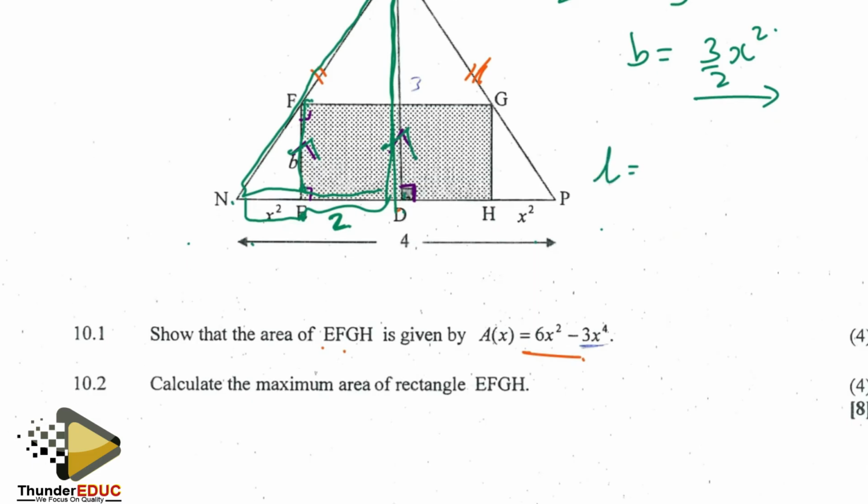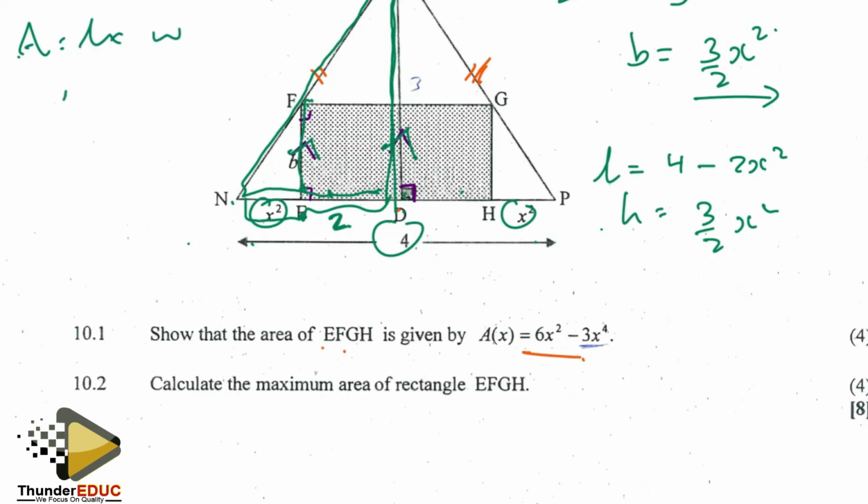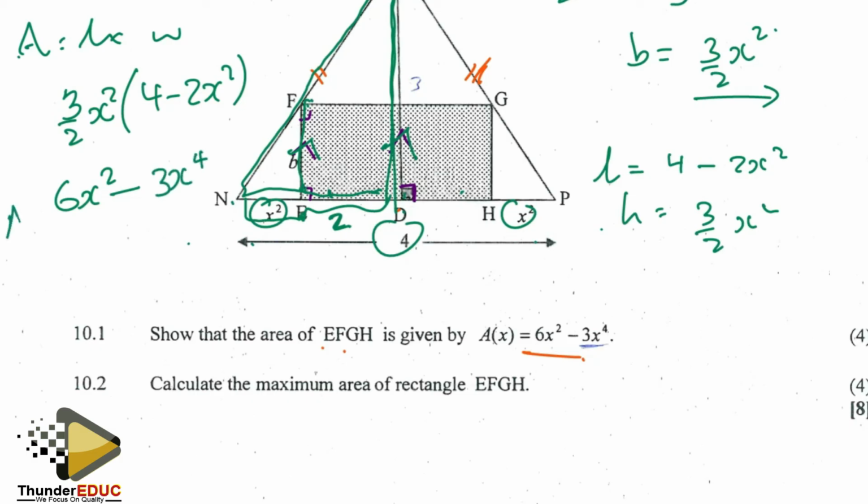We know that the length of the rectangle is going to be 4 minus 2x squared, because this is x squared, this is x squared. I'm subtracting these two from 4 to get my length. Now I already have my height as the b, which is 3 over 2 x squared. Then I just need to multiply. So area is length times width, which is 3 over 2 x squared times 4 minus 2x squared. So 3 over 2 times 4 gives me 6x squared, minus 3 over 2 times 2, which is 3x to the 4. So this is my area, and that's what they gave me.